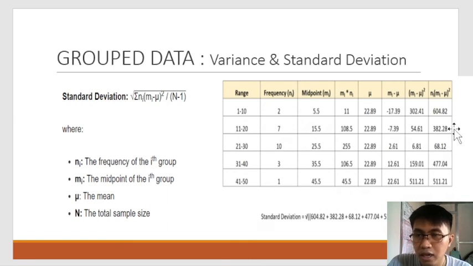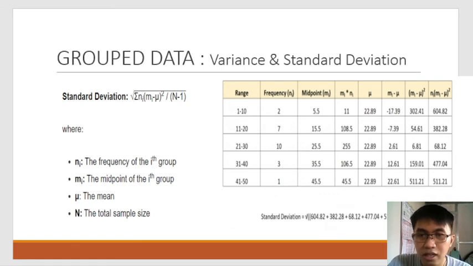382.28 and so on. So, bakit kailangan i-plot po siya mismo dito sa ating columns? Bakit kailangan i-identify na doon sa columns? Kasi mas madali po na i-plot natin kapag nandito na siya sa tabulation. Kung titingnan po natin dito, yung formula ng standard deviation is the summation of the n multiplied to the quantity of the midpoint minus the mean squared. So, ito na po yun. So, i-total lang po natin itong 604.82, 382.28, 68.12, 477.04, and 511.21. Ayan po yan, makikita nyo dito sa ating solution.